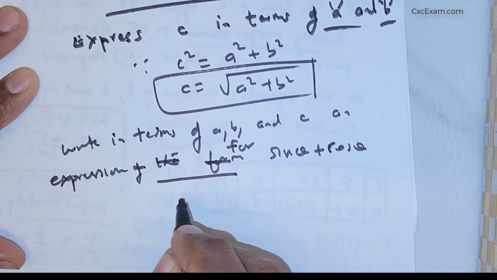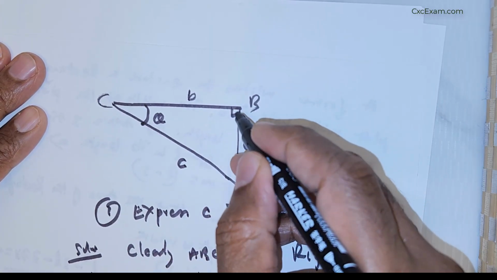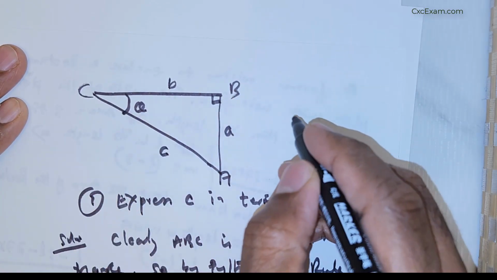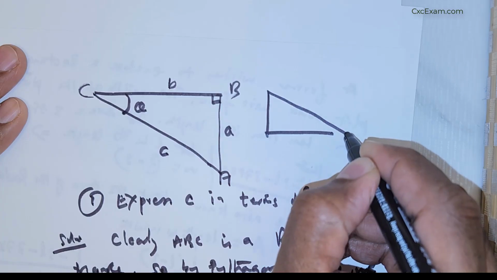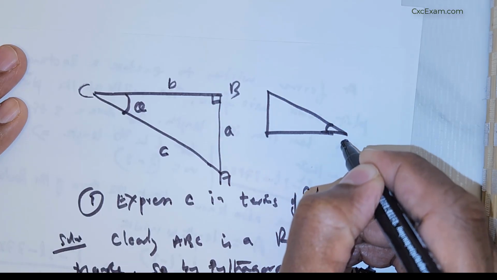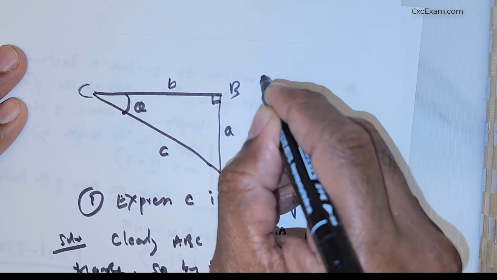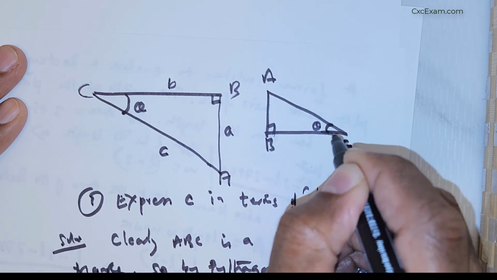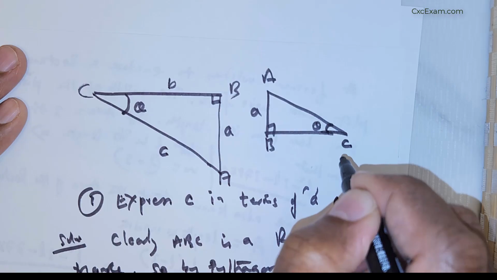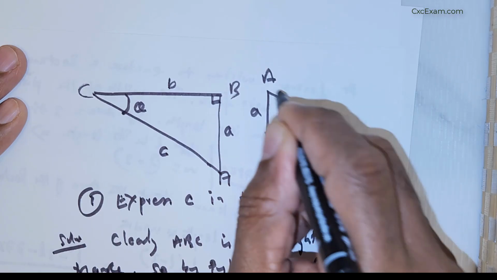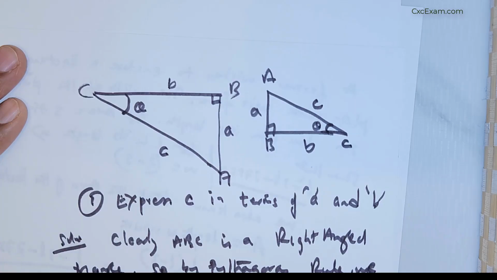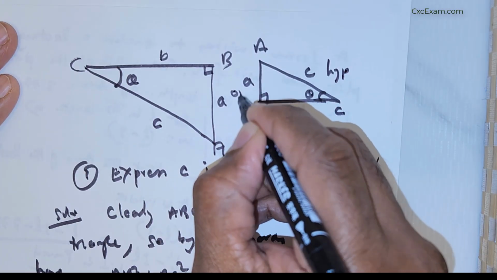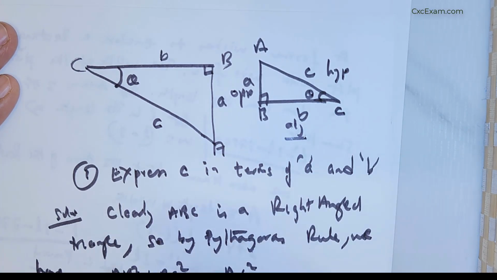So let's do this. Now this is the right triangle given. Now this is the angle. If I were to draw this, this point is C, and this point is A, and this point is B. This is theta. Now AB is given as A, BC is given as B, and this side is given as C. This is the hypotenuse side. This is the opposite side. This is the adjacent side.